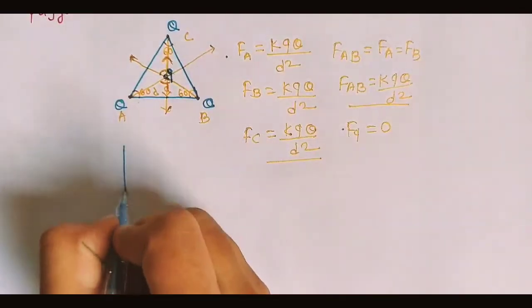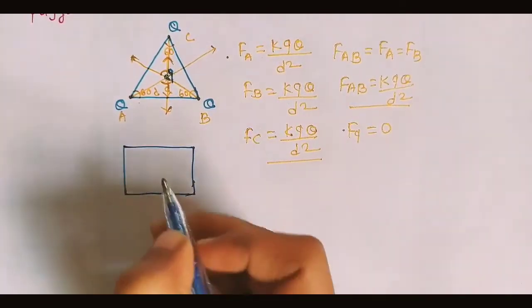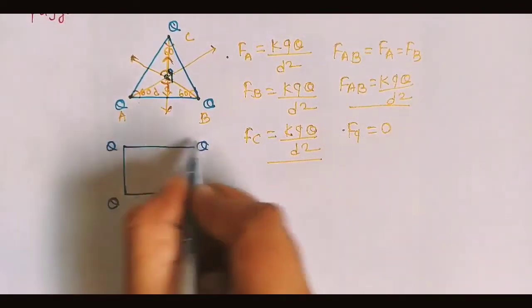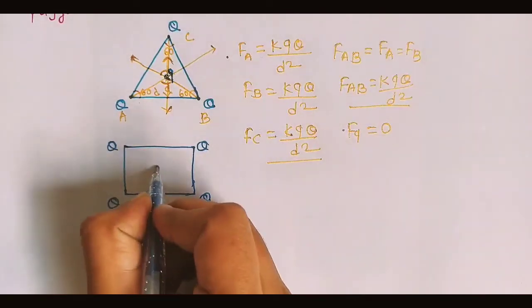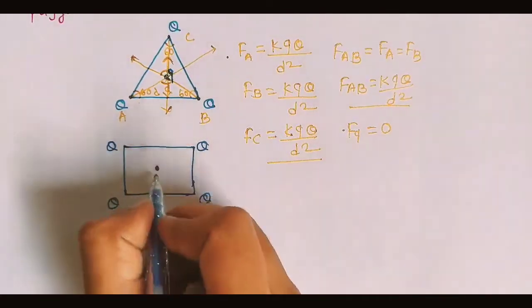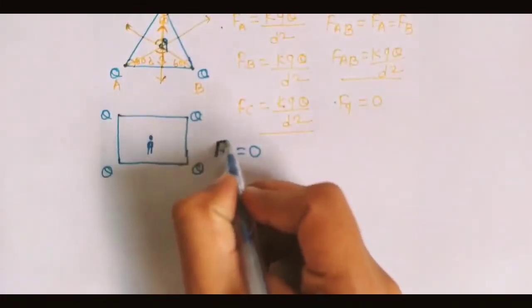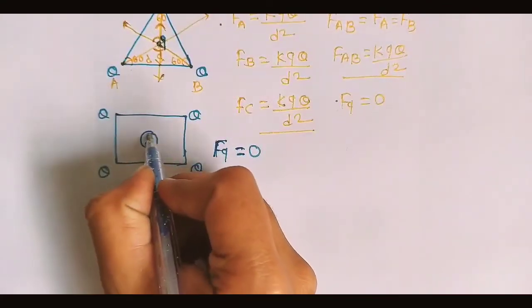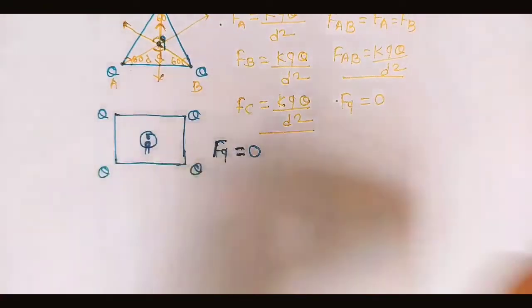Similarly, when we take a square, and identical charges q, q, q and q are placed at the corners of this regular polygon, and we find the net force at the center of this polygon, Fq is 0. So the net force at the center of this square is 0.